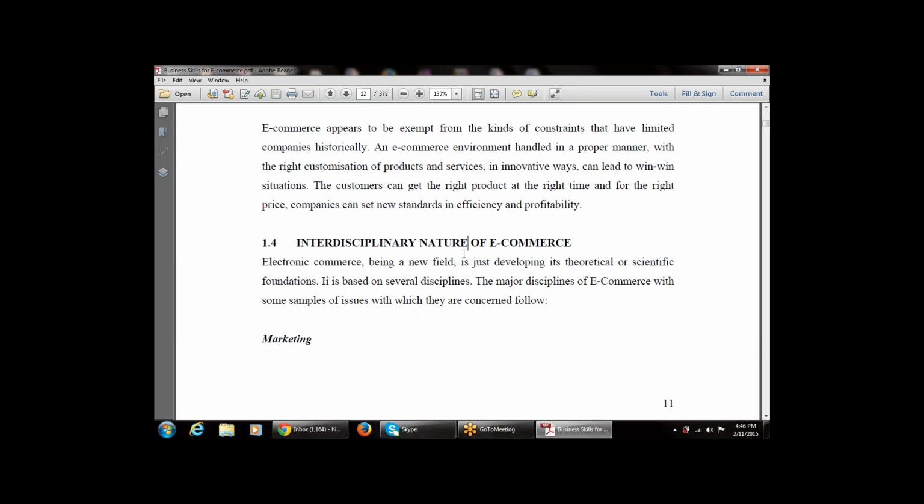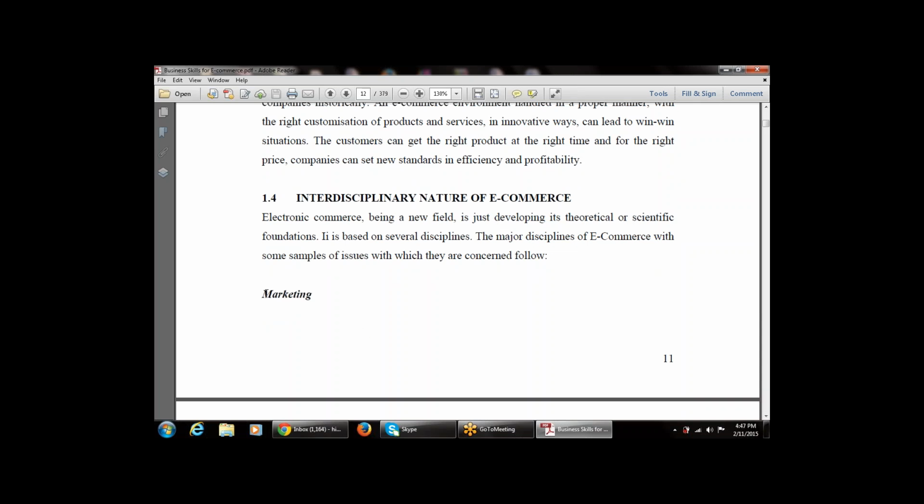It is based on several disciplines. That is, e-commerce is based on several disciplines, rules and regulations. The major disciplines of e-commerce, with some sample issues with which they are concerned, follow. That is, what are the disciplines, the nature, the criteria and conditions of e-commerce, the major discipline areas in which e-commerce is used.